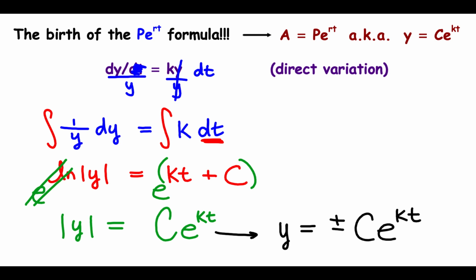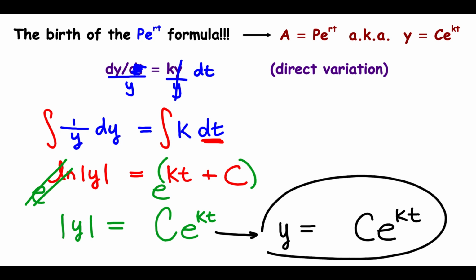But since c is a mystery number, and I don't know if it's positive or negative right here, then what's the plus minus really doing for me? I don't really need it. The c could just sort of devour it and it would be gone, and that's exactly what I'm going to do. And ladies and gentlemen, I have just reinvented the Pert formula, whatever you want to call it, and it comes from differential equations. All right, that's pretty nice. You can start to see the power behind these things. All right, let's do some more regular examples.